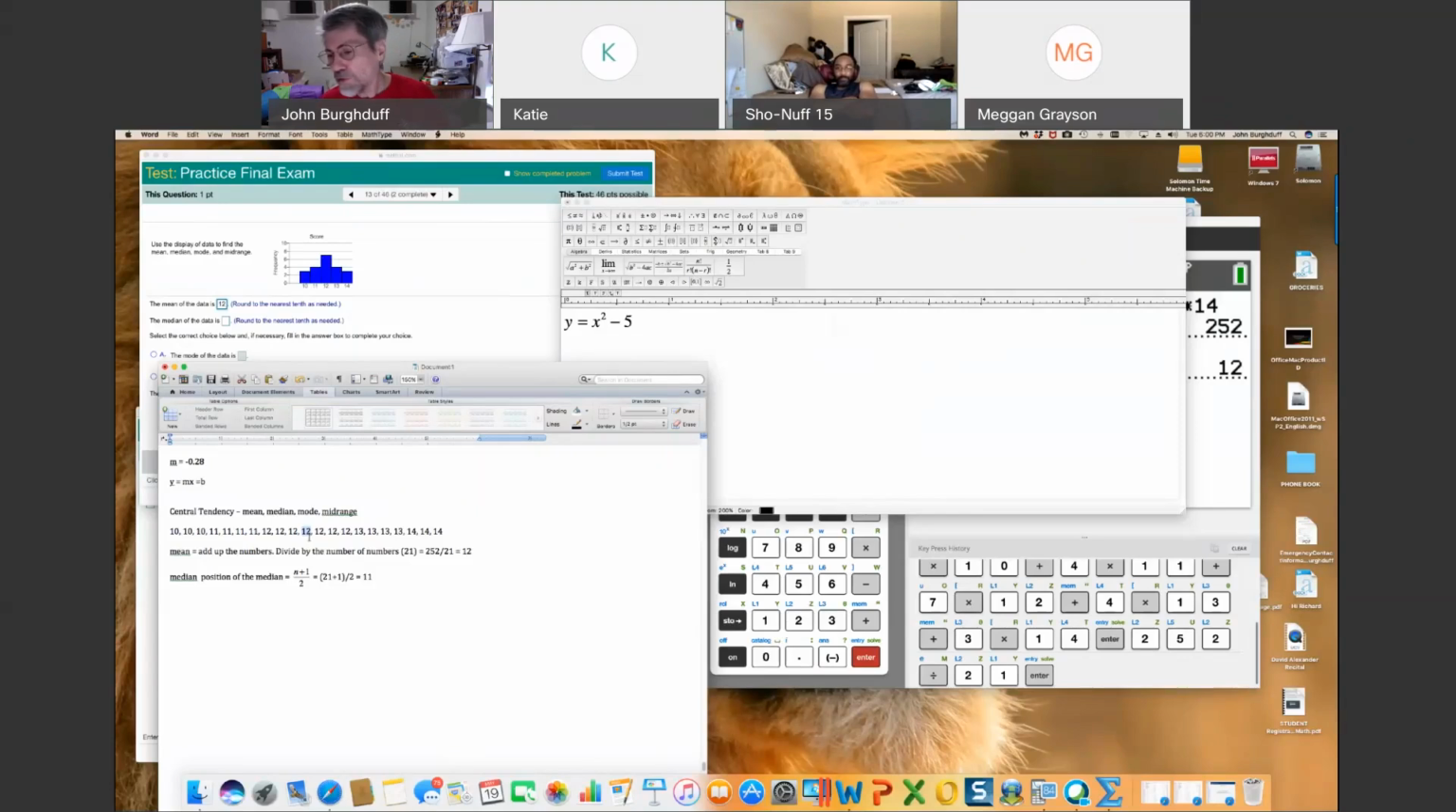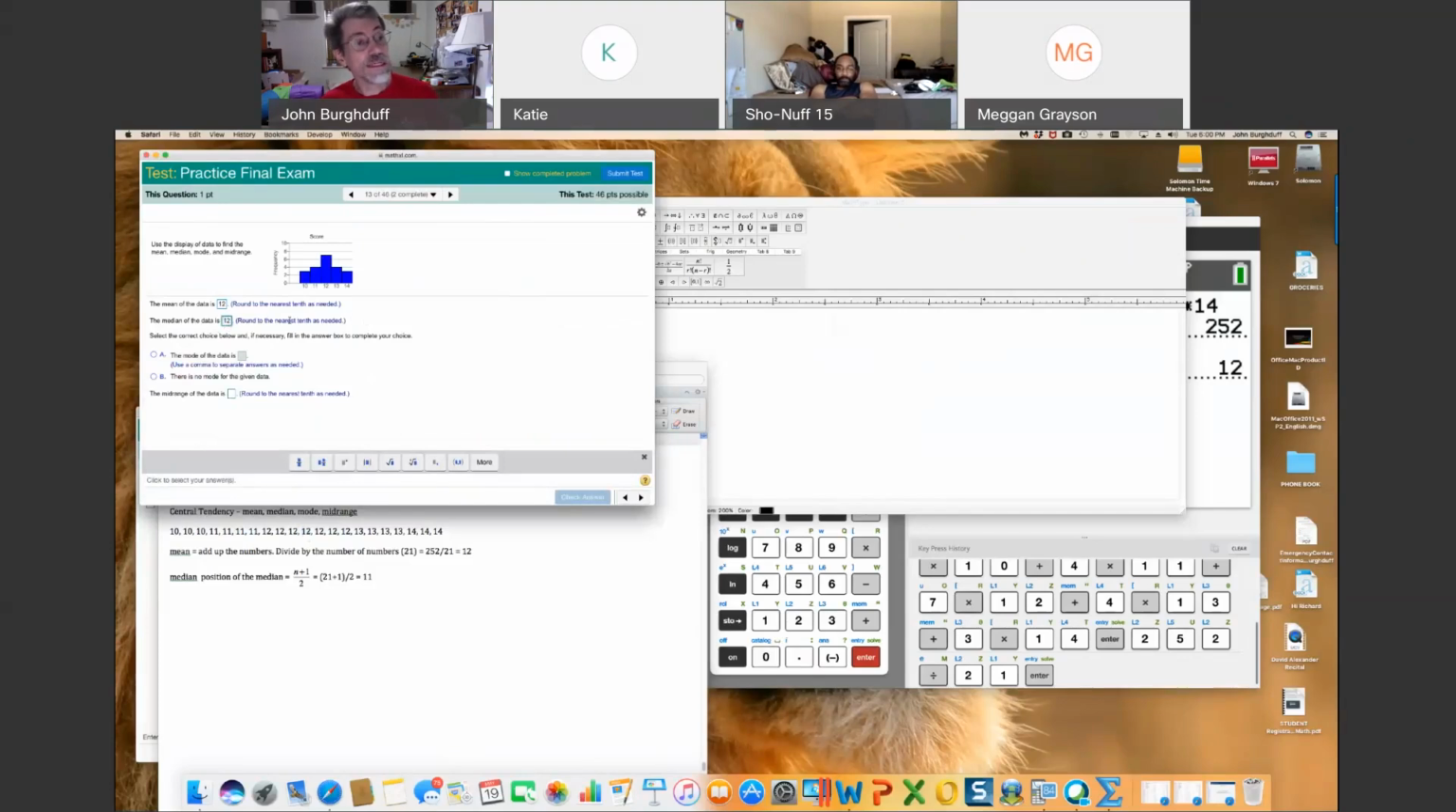And if all that is too vague and esoteric, just make the list and then you can count it. So the median should be 12. The mean and the median are the same.